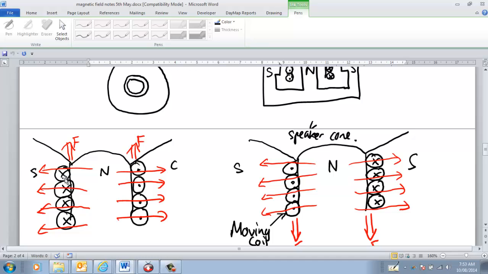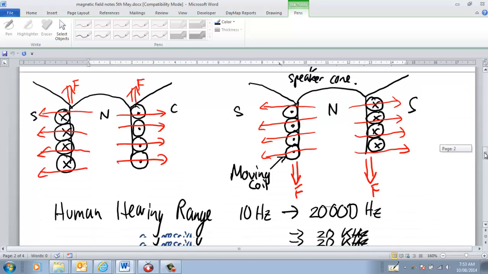When we change the direction of the current in our moving coil loudspeaker, it causes the force to go in the opposite direction. And so therefore, by changing the current in a moving coil loudspeaker, it will cause the cone to go back and forth as many times as needed. So if you set the frequency to 10 Hertz, you would change that 10 times, 10 times a second.